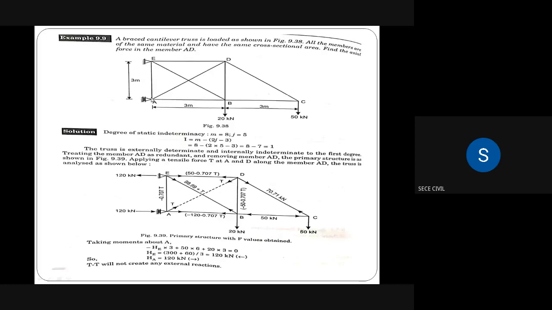Before that, we have to calculate the angles also. The horizontal span length of AB is 3 meter. Similarly, the vertical height is also 3 meter, so automatically the angle is 45 degree. Theta is equal to tan inverse of 3 by 3, that is tan inverse of 1, which is 45 degree. So theta is equal to 45 degree.